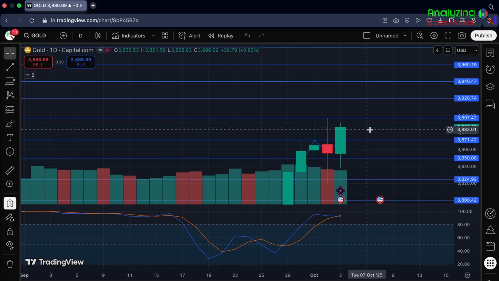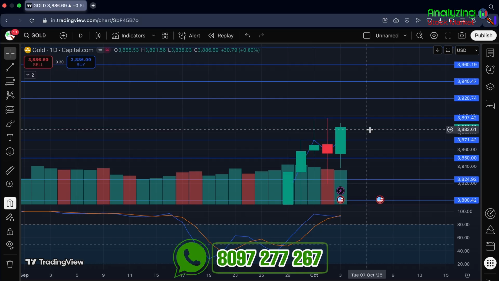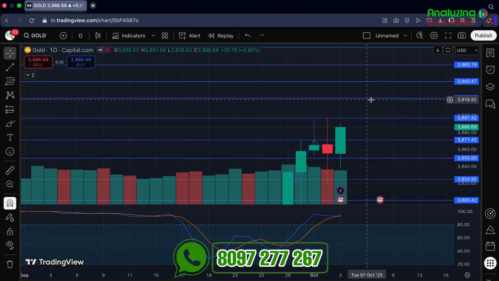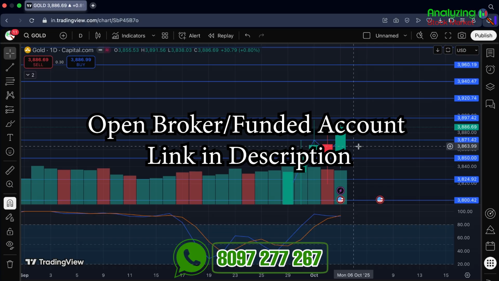So let's now talk about my opinion on the gold USD pair for this week. Currently, I'm expecting a negative move in the range of 3850 to 3870. If you are going for a long trade, then only go long once 3897 gets breached and a 1-day candle closes above it, then we can go for a long trade till 3920. Overall, my expectation is a bit negative.